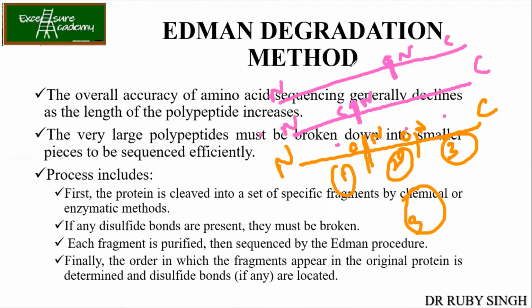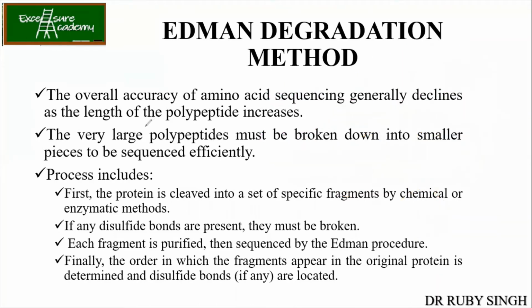Okay, good. So the very large polypeptide must be broken down into smaller pieces to be sequenced efficiently. What they are going to do is first cleave the protein into specific fragments. You can use either chemical or enzymatic methods. Enzymatic method means there are certain proteases which will cleave the polypeptide chains at particular amino acid residues only.